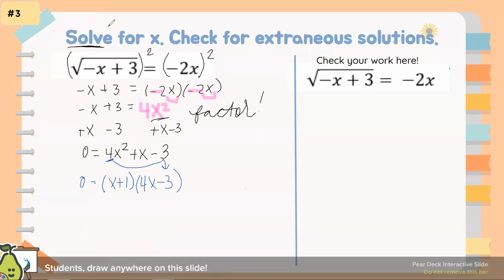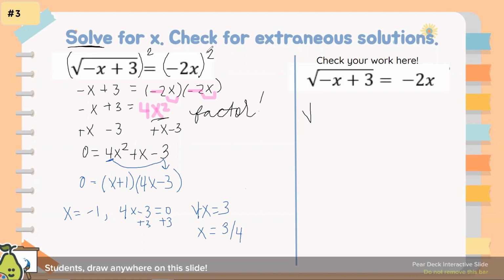We haven't finished. So by the zero product property, set each factor equal to 0, and you'll get x is equal to -1. And I'm just going to show this one, 4x minus 3 equal to 0. Get 4x equals 3, x equals 3/4. So those are your two options of solutions. And again, we're going to have to check for extraneous solutions.